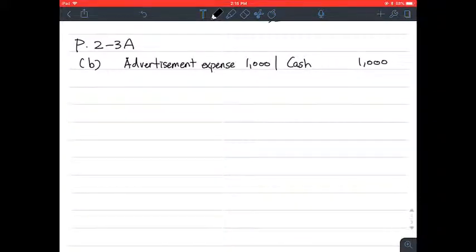And 2, it says additional supplies acquired on account, $4,000. Remember, on account is either AR or account payable. So additional supplies acquired, so you should write supplies, right? And on account, so you received supplies but you haven't paid yet, so account payable. By how much? $4,000.